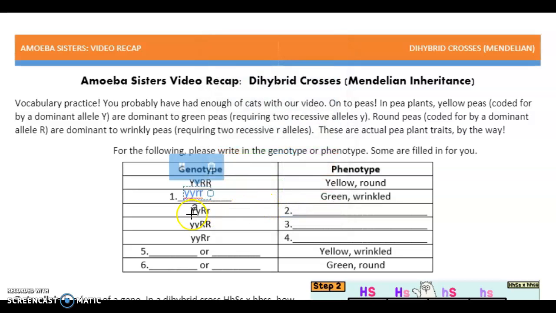And then next we have big Y, big R, little r. They both have a dominant allele for each trait. So that would be the two dominant. That would be yellow, round.